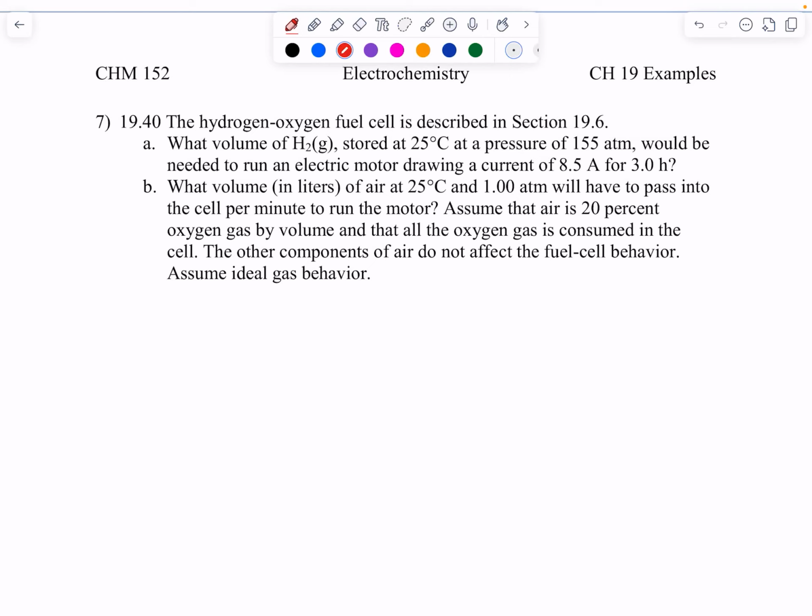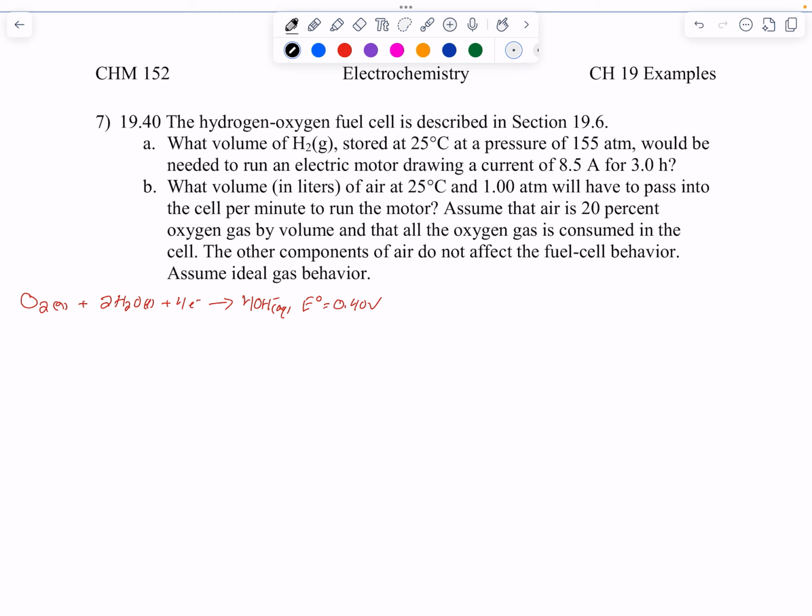It says the hydrogen oxygen fuel cell is described in section 19.6 of the current textbook. It gives us some reactions for the fuel cell: O2 gas plus 2 waters plus 4 electrons gives us 4 hydroxides, and that cell potential is 0.4.